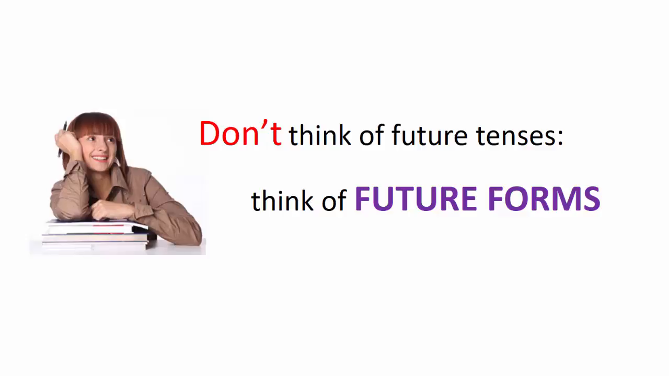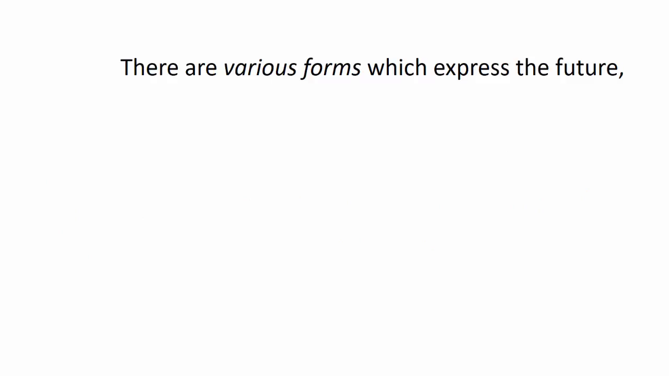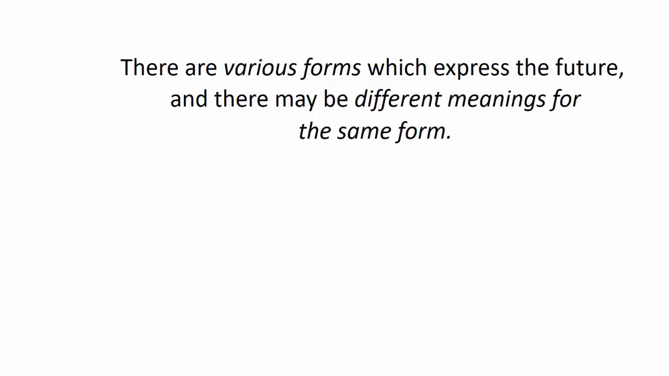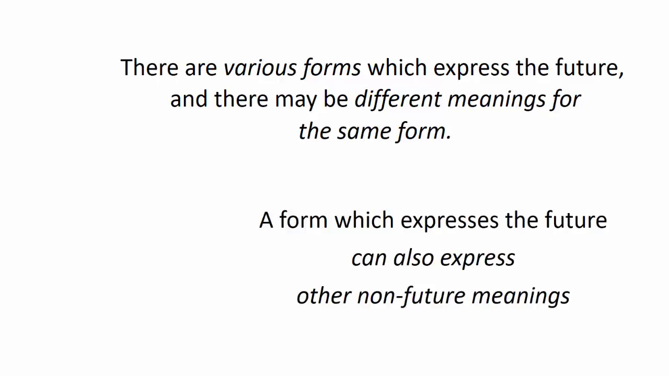Before we start looking at some examples of future forms to analyze, these are some reasons why some learners have trouble with this part of the language. If you can understand this, it could help you. Firstly, there are various forms which express the future, and there may be different meanings for the same form. Secondly, a form which expresses the future can also express other non-future meanings. Now, just take a moment to think about that, and then we'll see some examples of what this means.